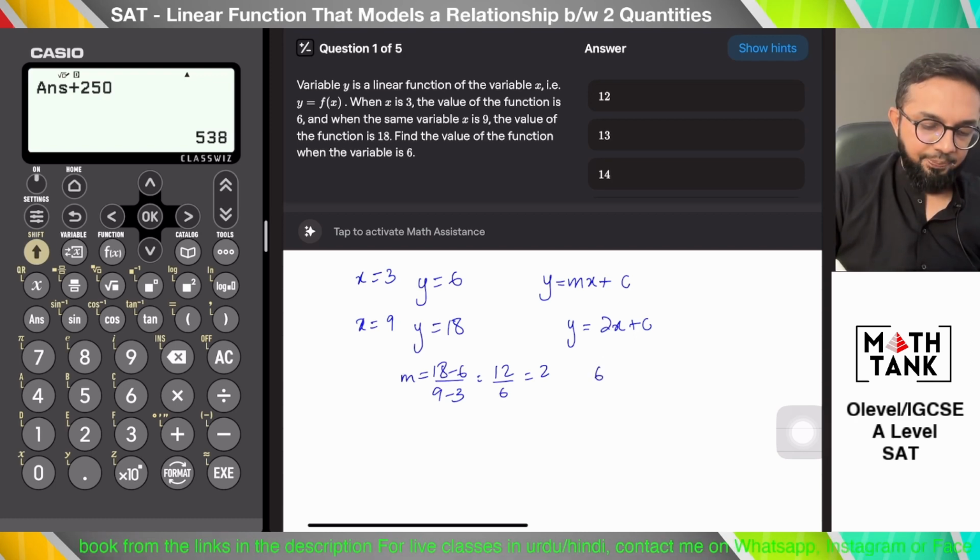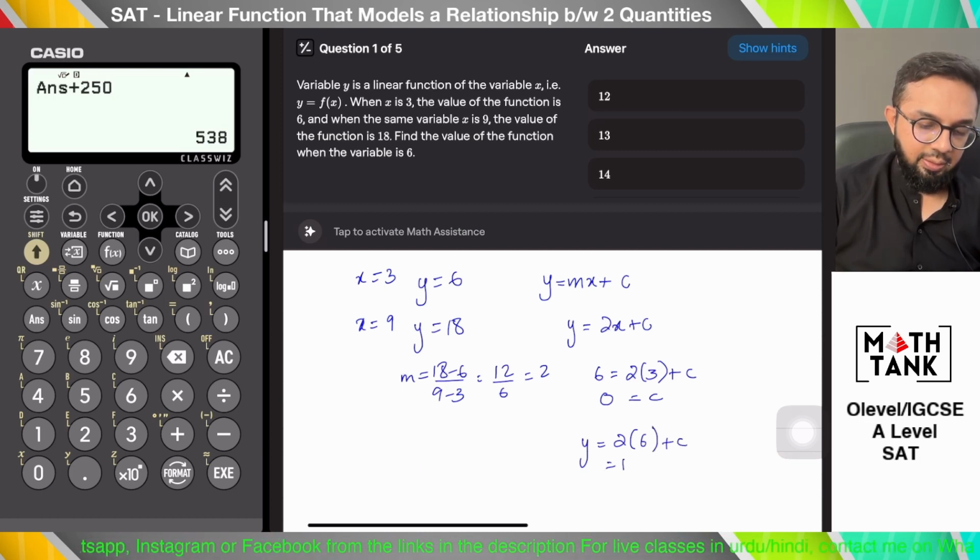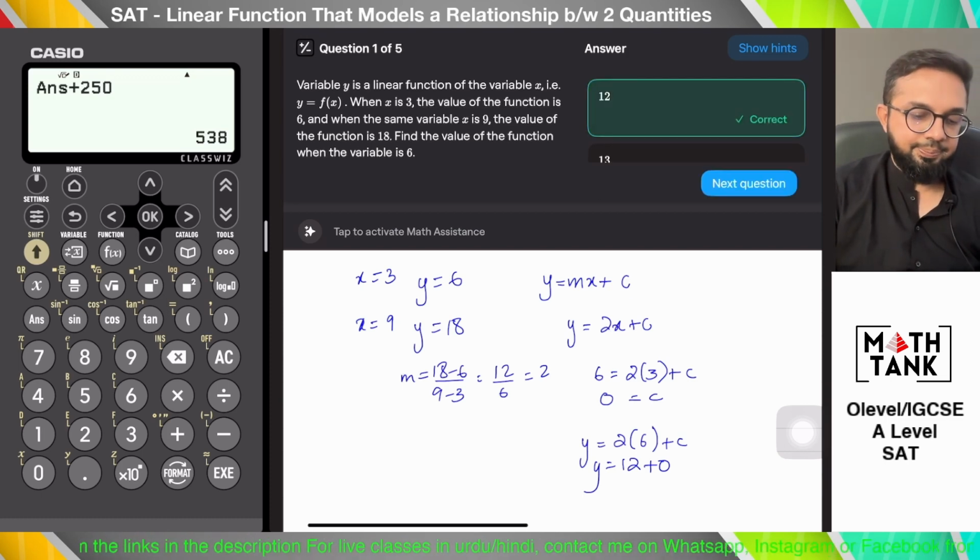First find out what c is. So c comes out as 0. So y equals 2 times 6 plus c, is 12 plus 0, is 12.